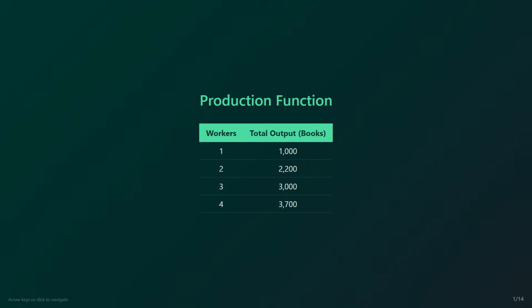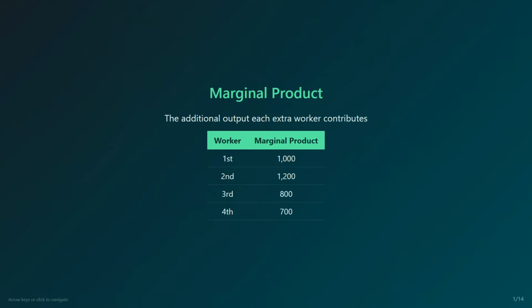The first worker contributes a marginal product of 1,000 books. The second worker adds another 1,200 books, because 2,200 minus 1,000 equals 1,200. The third worker adds 800 books, because 3,000 minus 2,200 equals 800. The fourth worker adds 700 books, because 3,700 minus 3,000 equals 700. And so on. What do we see here?